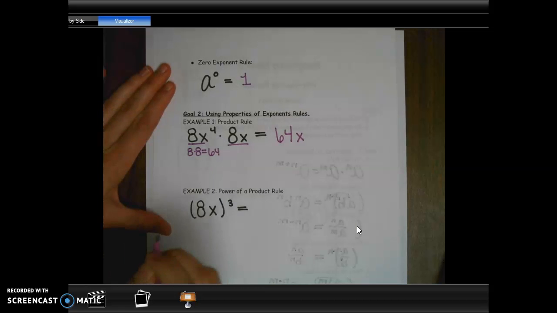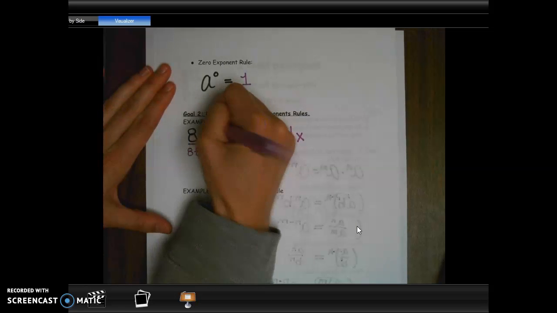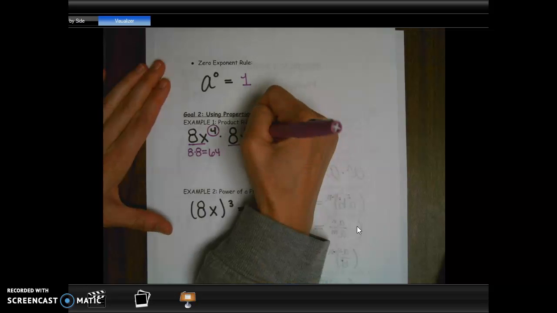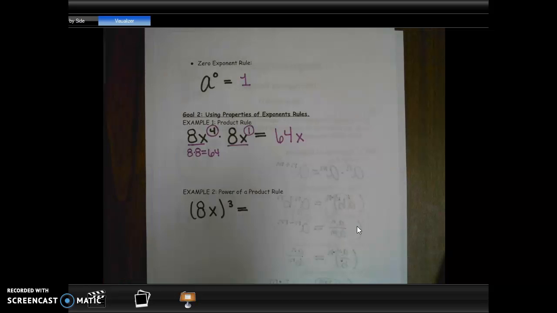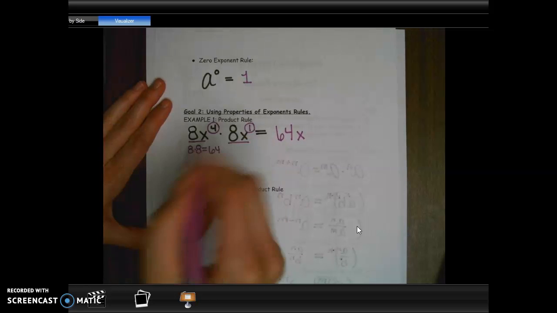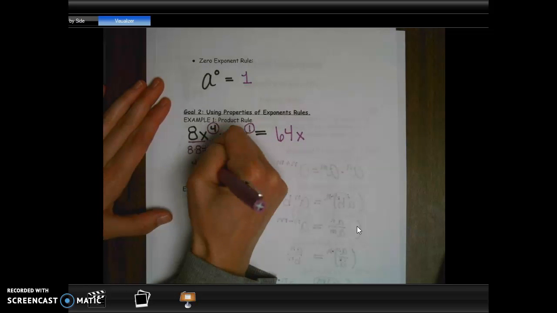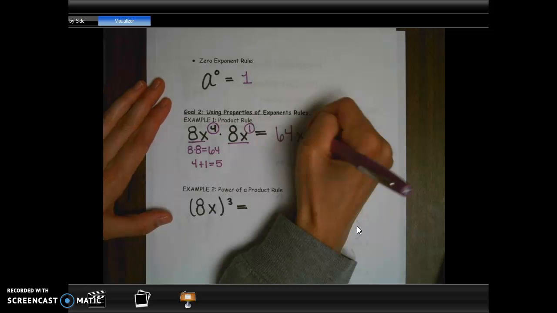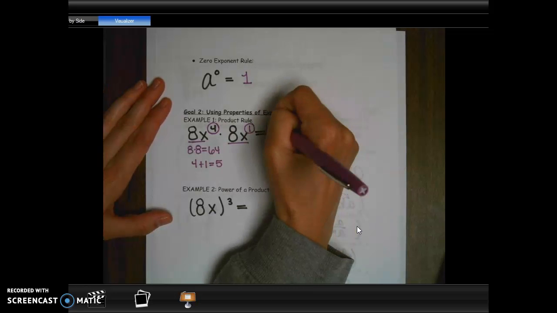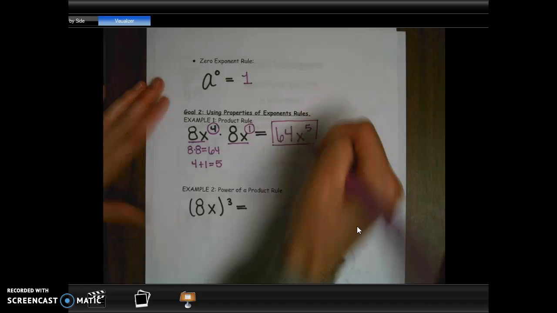Now let's talk about our powers. We have a power of 4 and a power of 1. Remember, 1 doesn't have to be written down, it's just assumed. So we're going to add. So we'd say 4 plus 1 equals 5. So now that is our new power. Ta-da!